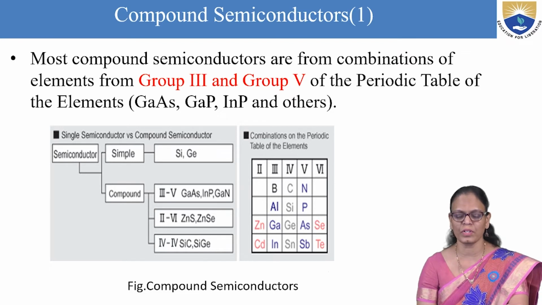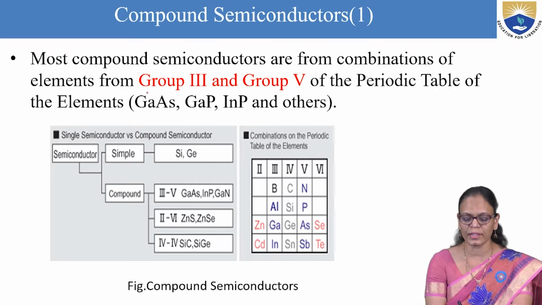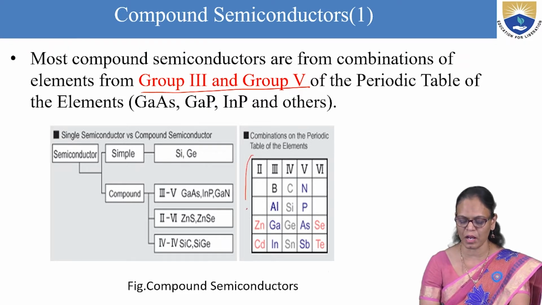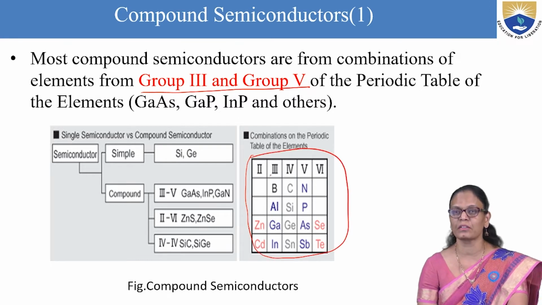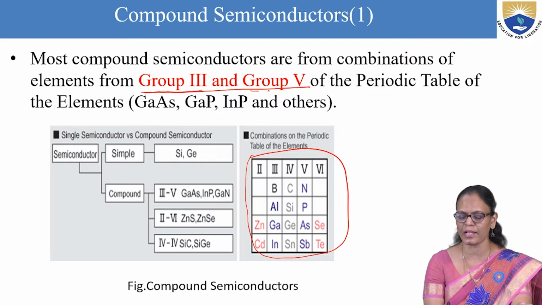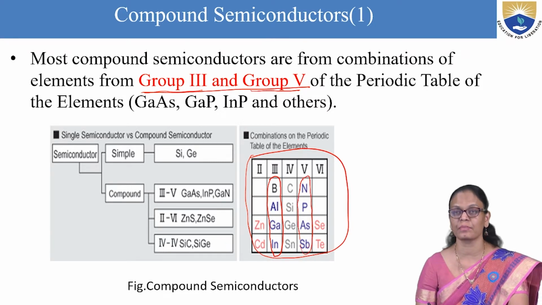Now, most compound semiconductors are from combinations of elements from the third group and the fifth group of the periodic table. If you see the periodic table here, this is how we are showing it, with a few elements from the second, third, fourth, fifth and sixth groups. Now, talking about the third group elements, here we have taken boron, aluminium, gallium and indium. They can be mixed with nitrogen, phosphorus, arsenic and antimony.